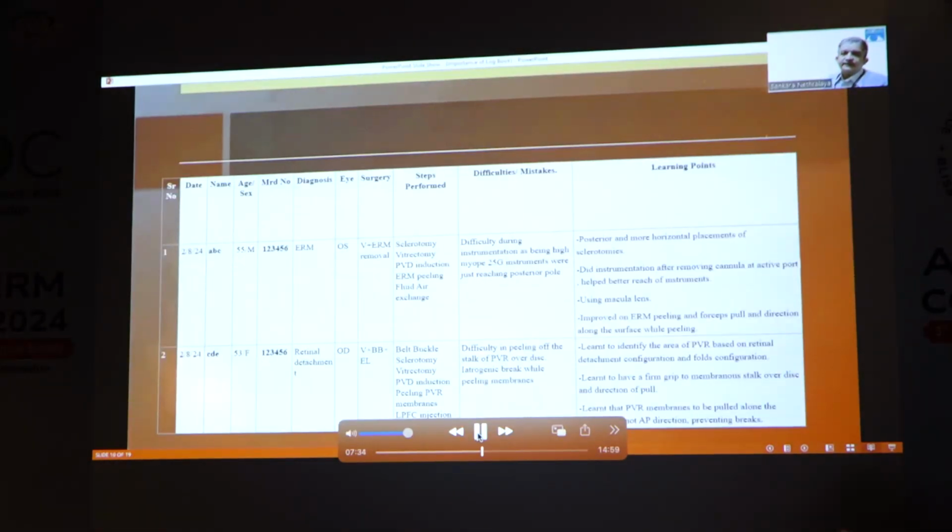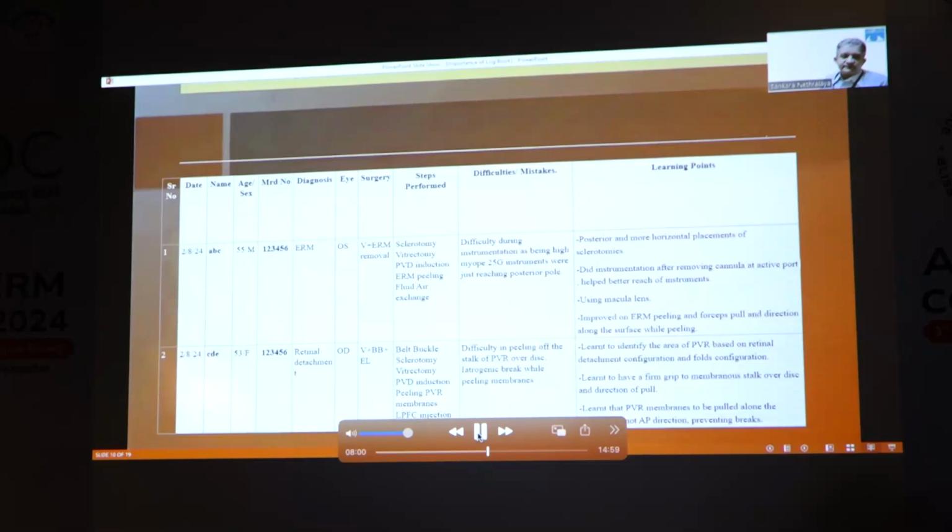And so I'll just show you a couple of examples. What we see at the end of the fellowship program, when we ask our fellows or the residents to submit their logbook, this is typically how they would maintain it in terms of the patient demographics, the diagnosis, what surgery was done. This is the surgery logbook.